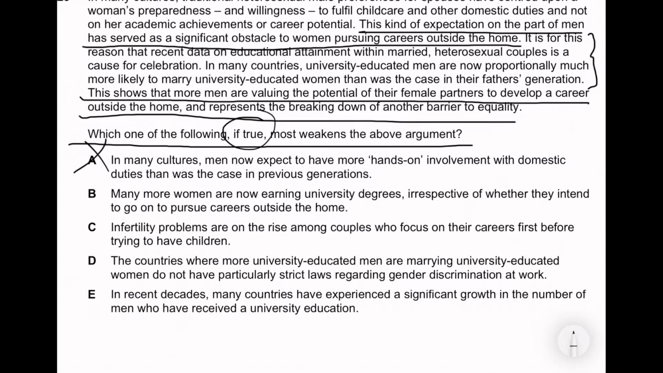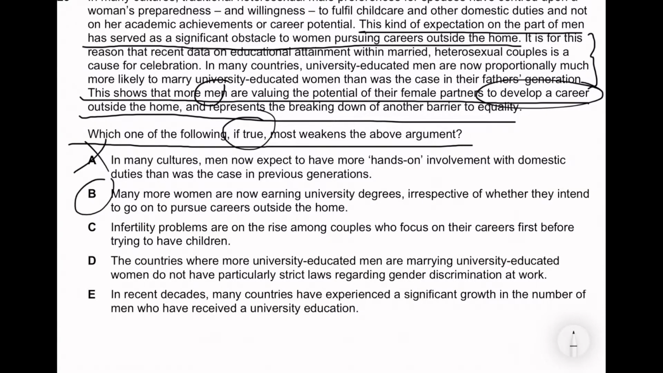It's saying that men are valuing the potential of their female partners to develop a career, but if the women were going to university just to go to university and they weren't necessarily intending on going there to further and develop a career, then this argument that men are dating women because of their aspirations for developing a career is not necessarily true, right? So I think this is the answer. We're going to read the rest though.